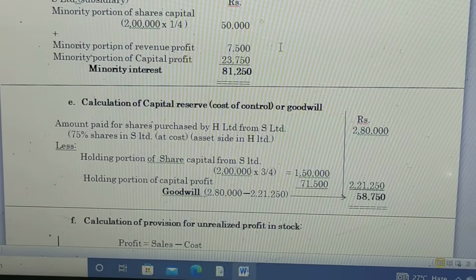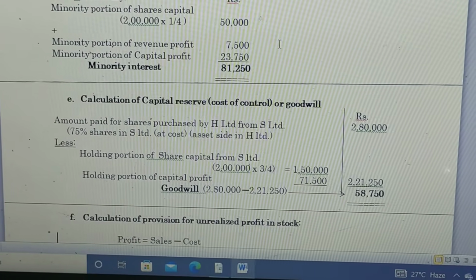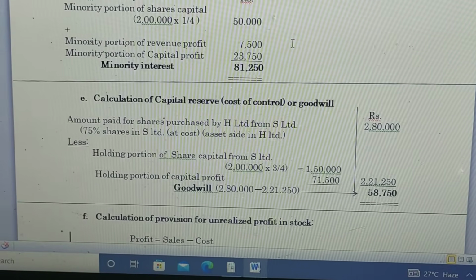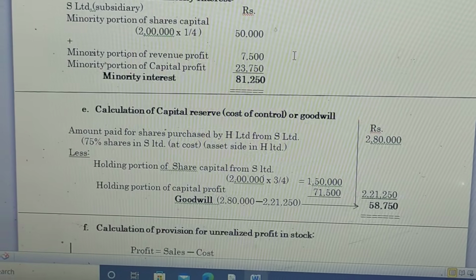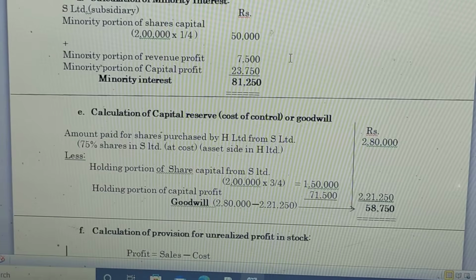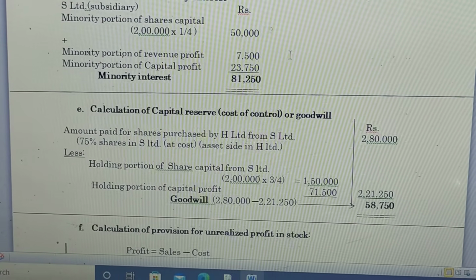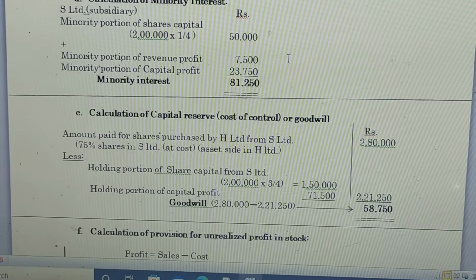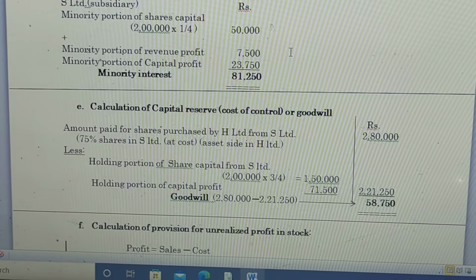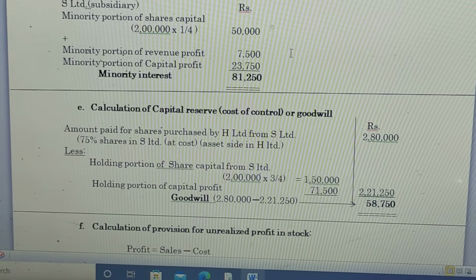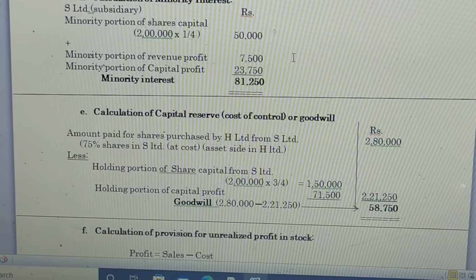That amount will be less than the above amount. It means 2,80,000 minus 2,21,250. The difference value is 58,750. That is called goodwill, because the difference value is positive. So that is why we consider it as goodwill. Suppose the difference value is negative, we will consider it as capital reserve.